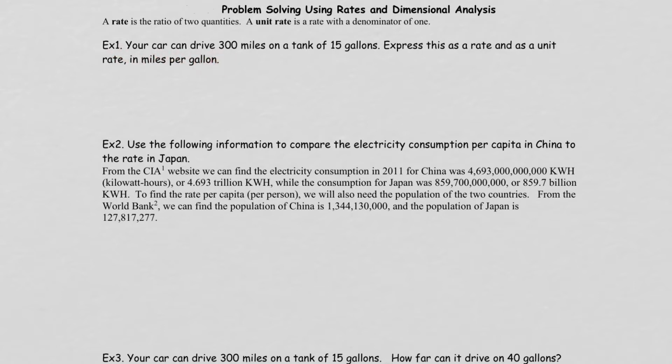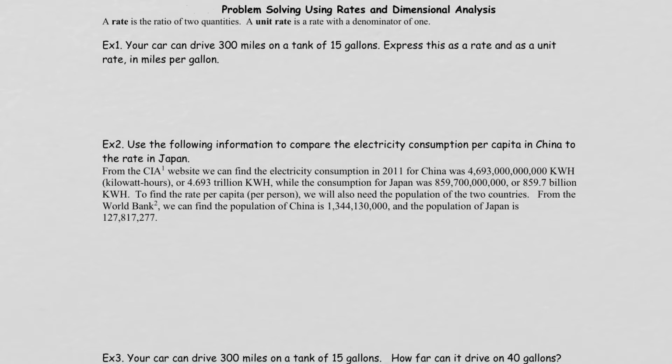Example 1: your car can drive 300 miles on a tank of 15 gallons. Express this as a rate. So show this information as a rate and write the unit rate in miles per gallon. They want you to put miles on the numerator and gallons on the denominator. That's how miles per gallon works, right? So if we do that, let's see.